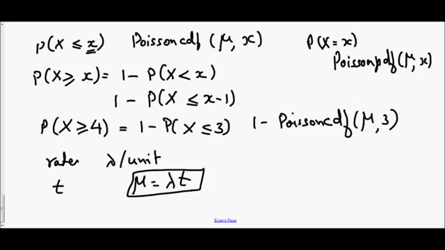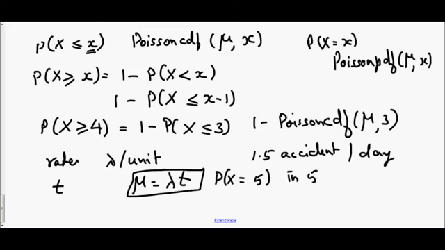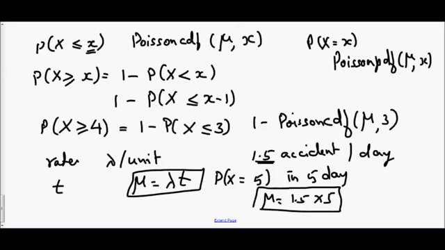Okay, if you have, say, 1.5 accidents per day, and you are asked to find the probability of 5 accidents in 5 days, you cannot just take 1.5 as mu. The mu would be 1.5 times 5, and this is very, very important. If you miss this, your whole question, the marks are lost.